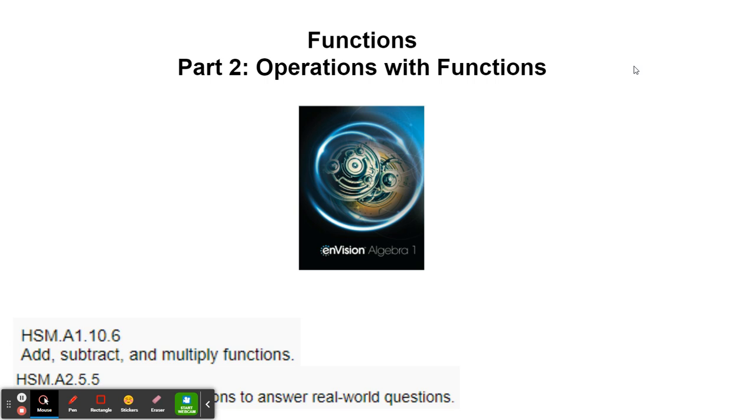And yes, as you think of operations in mathematics, we're talking about addition, subtraction, multiplication, division. Now, we're going to stay away from division because that's a little more difficult. If you take Algebra 2, you'll get there. But let's talk about addition, subtraction, and multiplication.